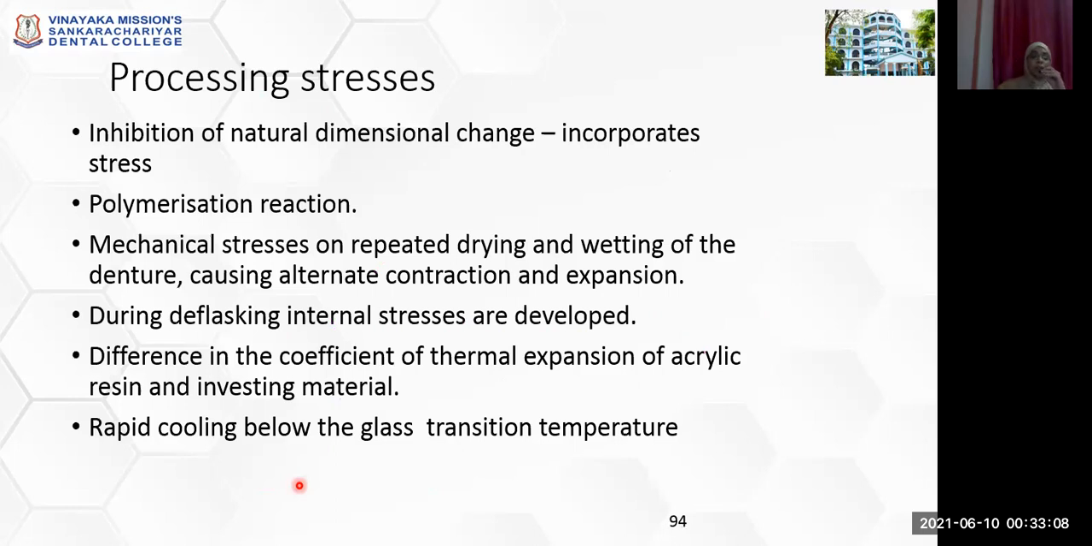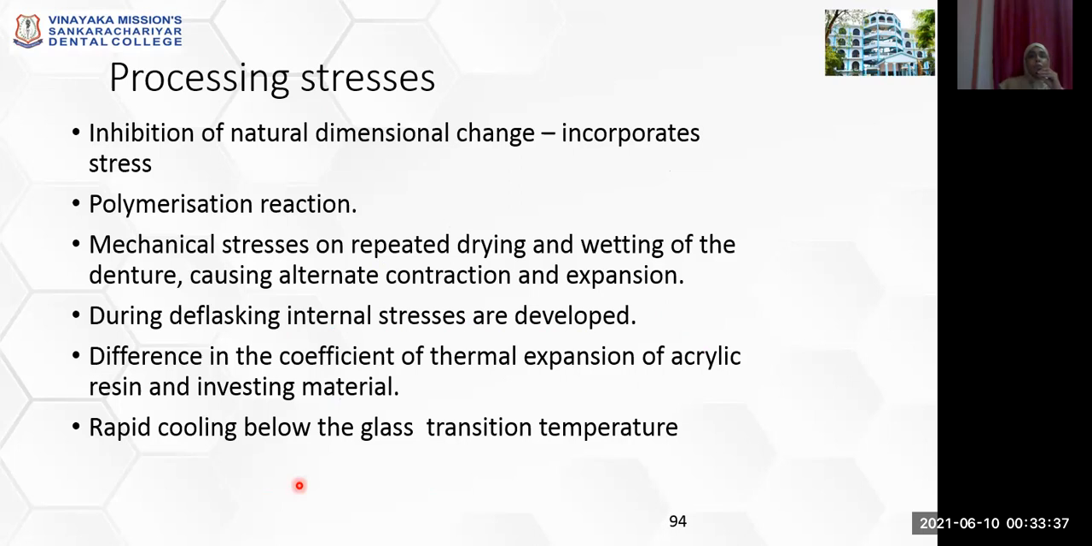Another important property which we are going to see is processing stress. All materials are subjected to some amount of stress while processing. Whenever the natural dimensional change in a material is inhibited, it is going to have stress, and when that stress is released, you are going to have a warpage, or a dimensional change in the prosthesis.